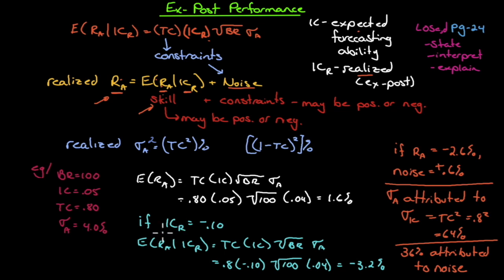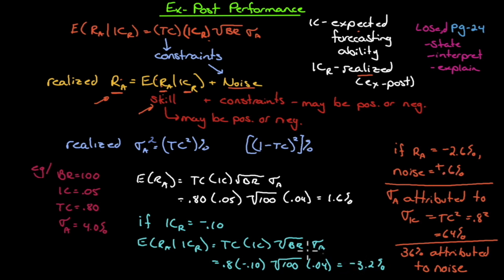What if the realized information coefficient was negative 0.1? What do we got to say about this guy? Fire him, right? So it's negative 0.1. Well, what would have been the return if you actually had negative 0.1? The return would have been negative 3.2%. So if the active return is negative 2.6%, noise was plus 6%.